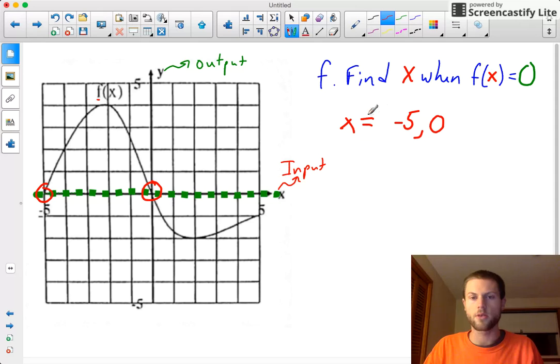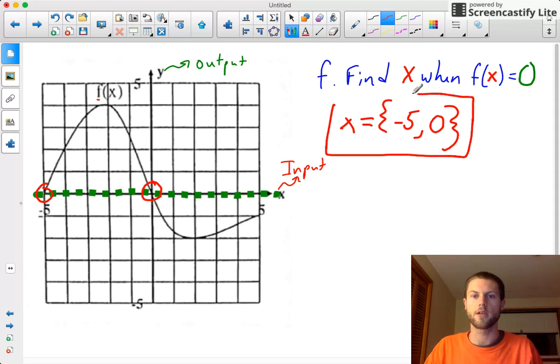Last thing I need to do here is, since this is a set of solutions, I'm going to put it in set notation, these nice little squiggly brackets, and I'm all set with that one.